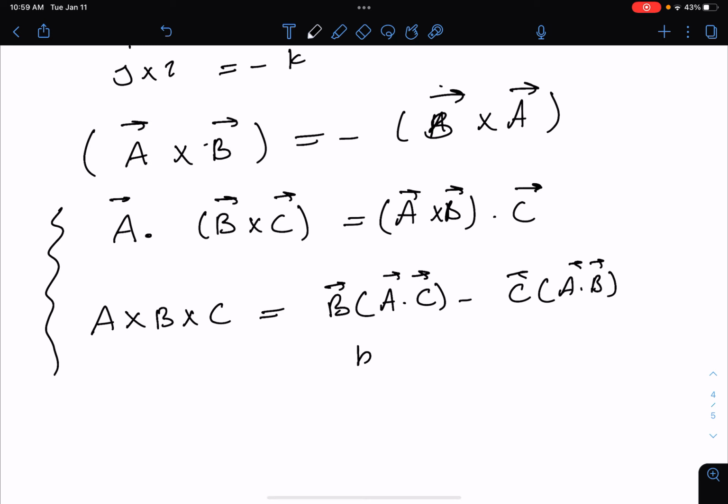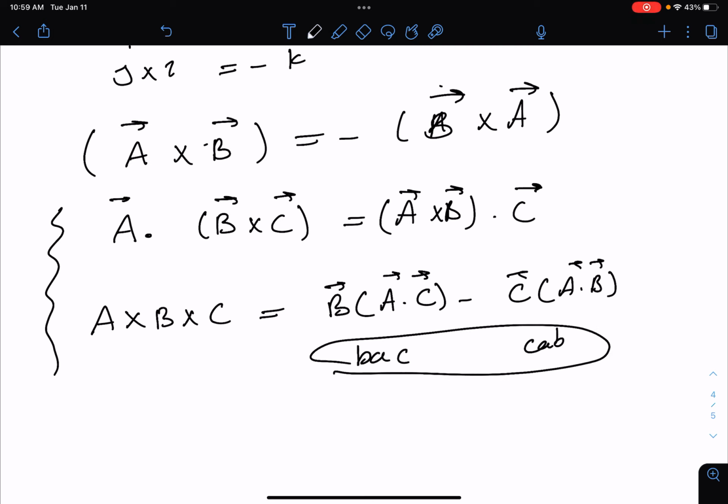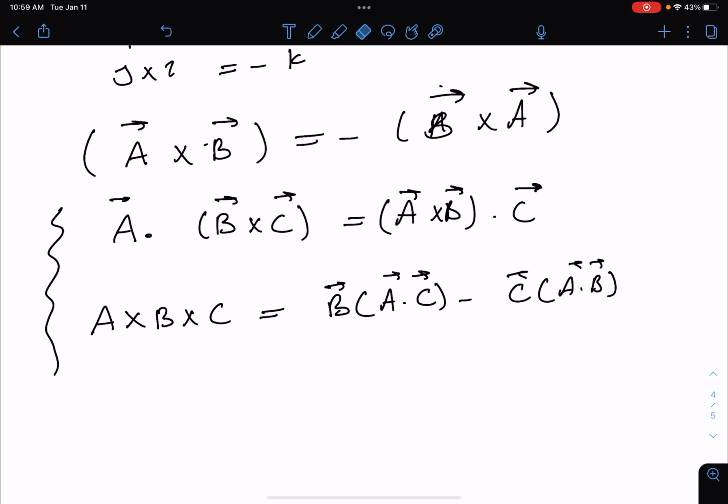It is called the BAC CAB rule because it is BAC CAB, right? So the naming is to help you remember the rule itself. You can expand the cross product of three vectors to look like this.